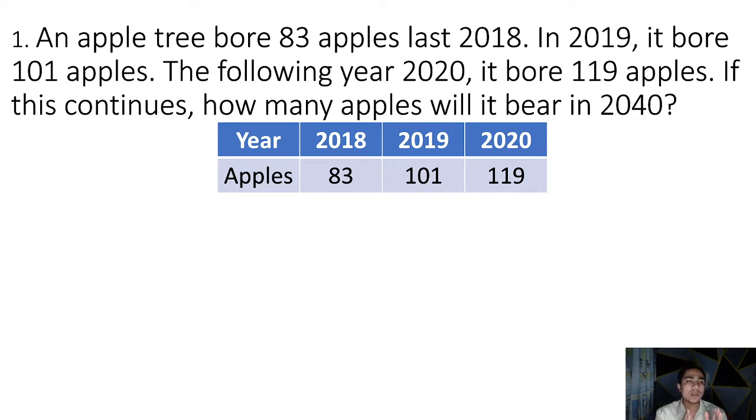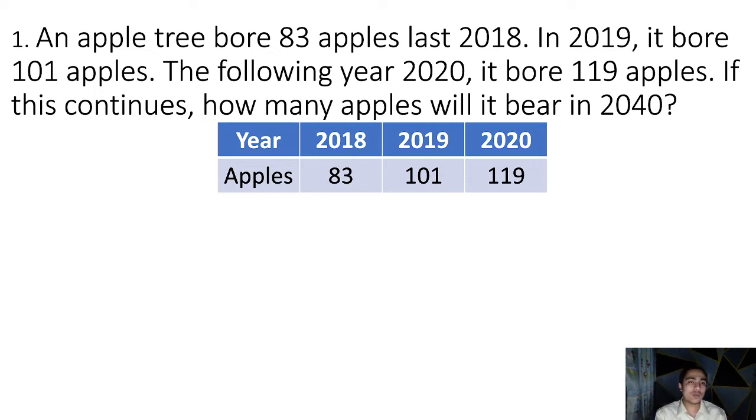So, we have the given the first term, 83, the second term, 101, and the third term, 119. Identify muna natin kung this is a geometric or an arithmetic. Paano natin gagawin? Diba ang property of arithmetic sequence is it has a common difference. While in the geometric sequence, it has a common ratio naman. So, yun yung pagkakaibang dalawa. Malalaman natin kung arithmetic sequence kung may common difference. Malalaman natin kung geometric sequence kung may common ratio.